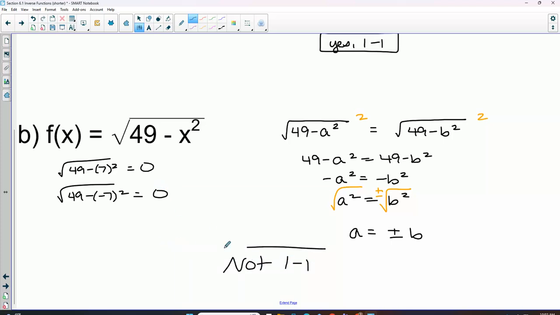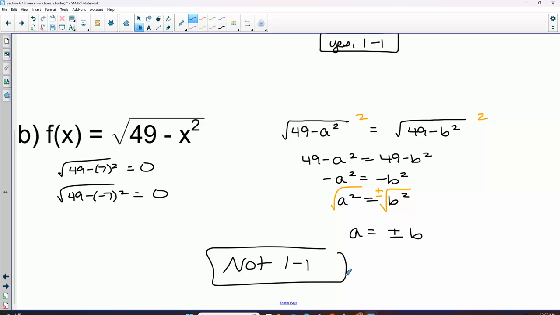So if you're using this approach, at the end, if you have a equals b, it's 1-to-1. If you have anything else, it's not. The thing that would make it not 1-to-1 is typically a plus and minus, which happens when you have to add a square root. Right? Any questions there?